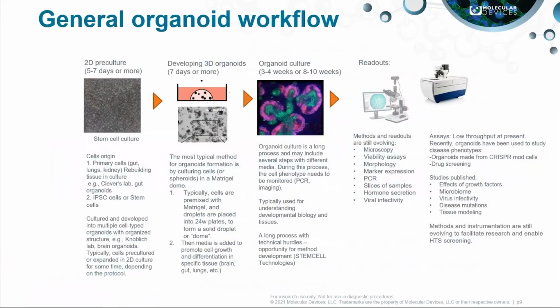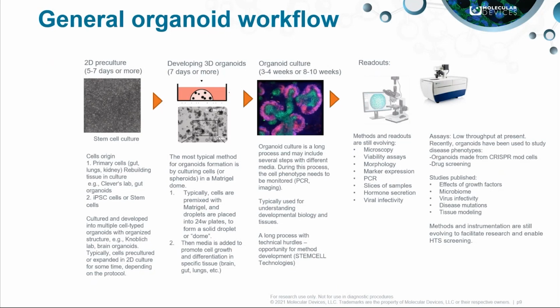So there is a general organoid workflow. Typically, the organoid workflow starts from 2D preculture. Cell origin may come from primary sources like intestinal, lung, or kidney, which rebuild tissue in culture. An example could be intestinal organoids, which come from Clevers' lab. Another source of organoids would be iPSC-derived cells. They are cultured and develop into multiple cell type organoids with organized structure. An example could be methods derived in the Knoblich lab for brain organoids.